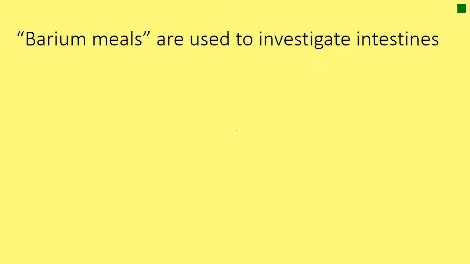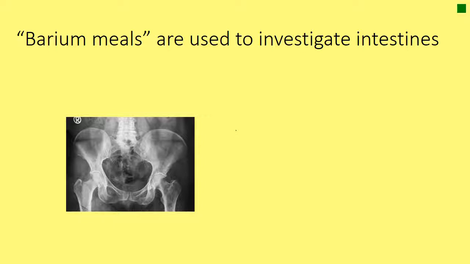Barium meals are used to investigate intestines because the barium sulfate will block X-rays. It will absorb X-rays. Normally X-rays pass straight through the flesh, and when going through the bone, they get absorbed a bit, and so you can see the bones. But if you're actually interested in looking at your intestines, that's no use.